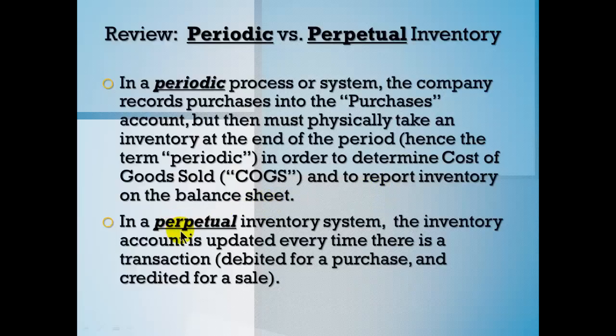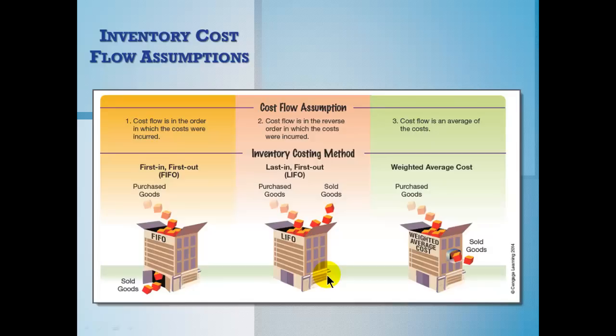In the perpetual inventory system, the inventory count is updated every time there is a transaction, which would be debited for a purchase and credited for a sale. And realize that inventory is an asset, so remember from our basic accounting that we debit the asset to increase it and credit it to decrease it. But the word perpetual just means you're perpetually keeping it up to date. That's the way to remember that.